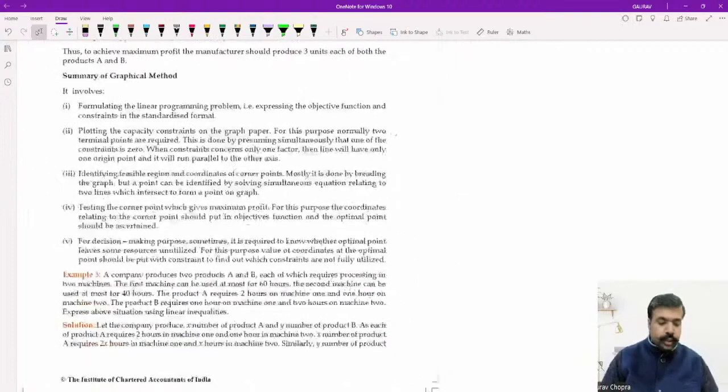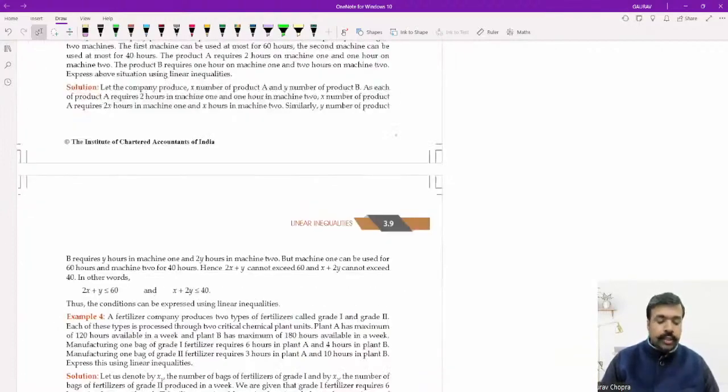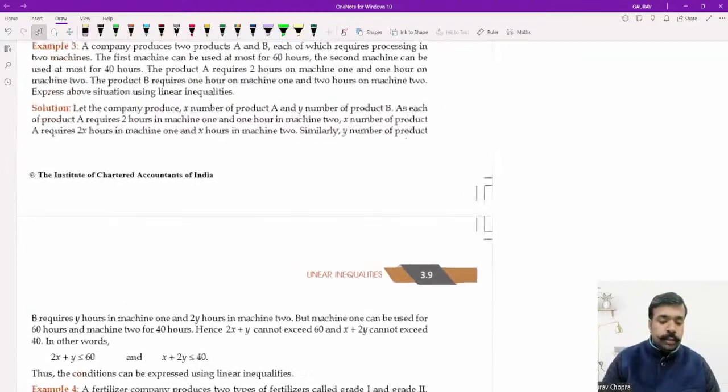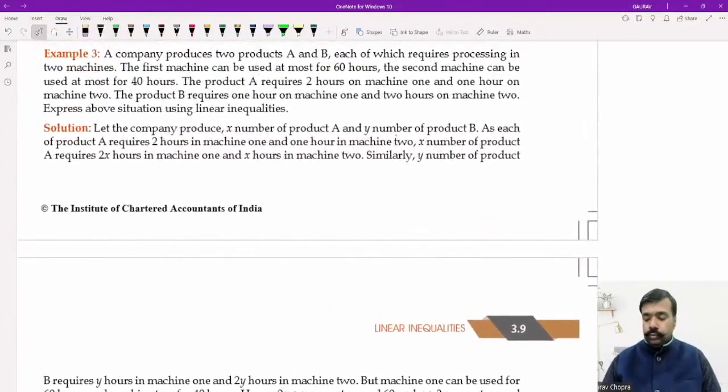So everyone has understood now. So now we are just preparing the equation for example number 3. Come on, you can do this.